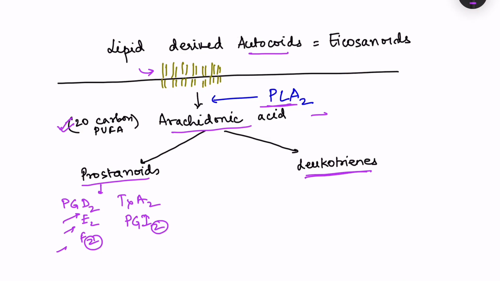On the other hand, the leukotrienes' name is derived because these chemicals were first derived from leukocytes, and they have 3 double bonds. Triene means 3 double bonds, and both of them are derived from the 20 carbon atom lipid arachidonic acid. So first we will talk about prostanoids.